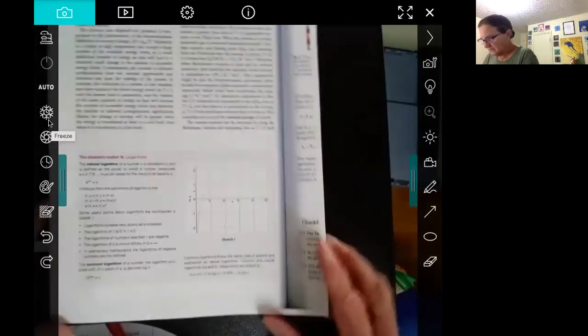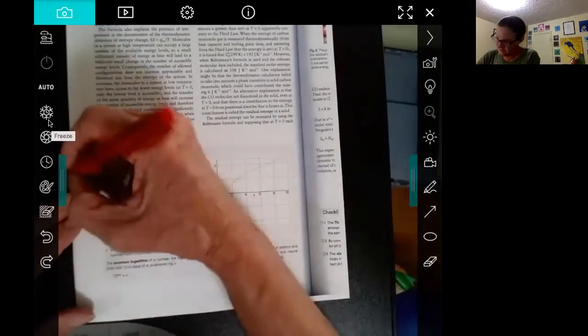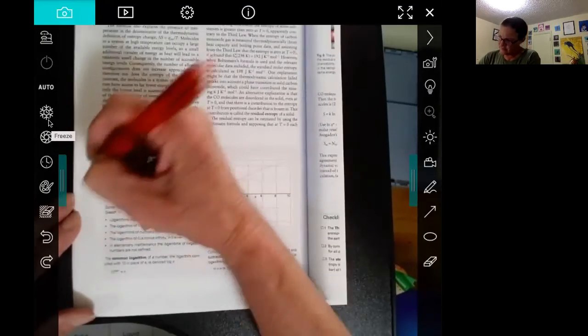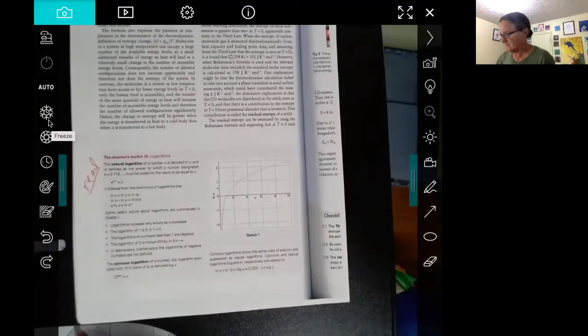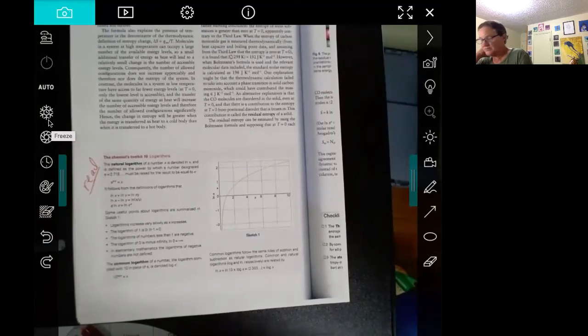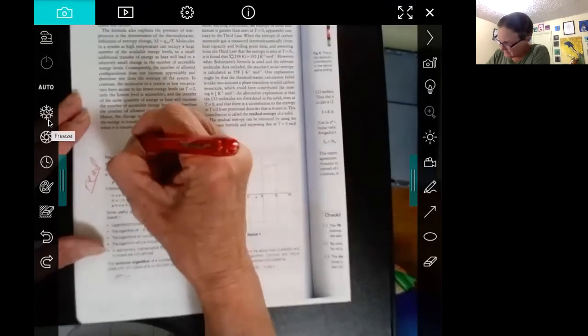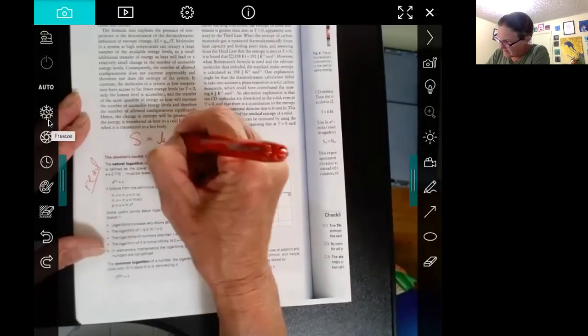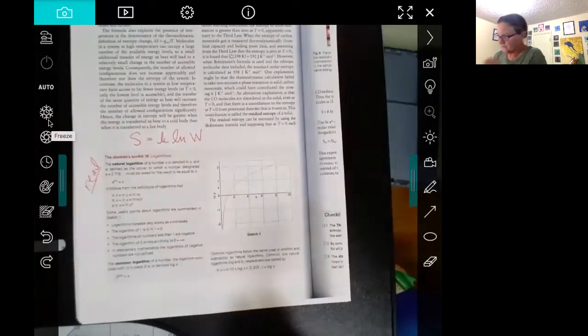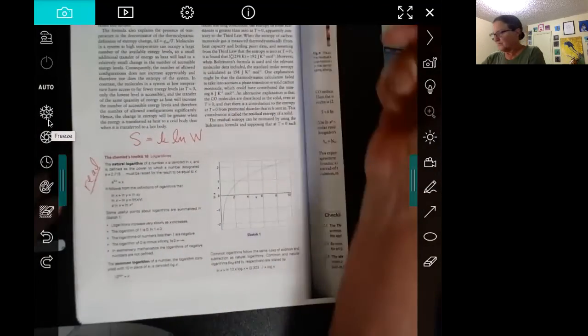There's a little chemist toolkit here. You should read it. If you've forgotten your log rules, I'm sure you've used them in a few classes in chemistry. So just read that, because Boltzmann's formula says that entropy is k natural log of W. So remind yourself how you deal with logs.